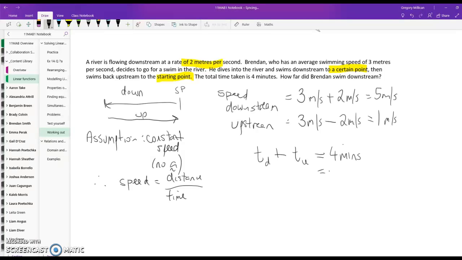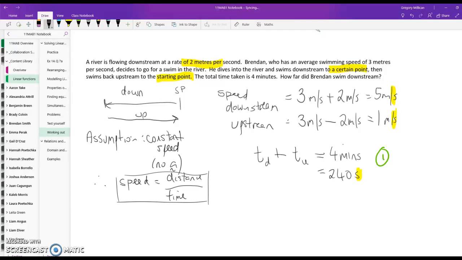Now, that's equal to 240 seconds. We have to change it into seconds because meters per second, meters per second. So we need to make sure that's in seconds for a start. So there's our first equation. Equation number 1.